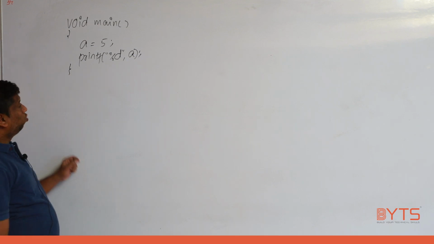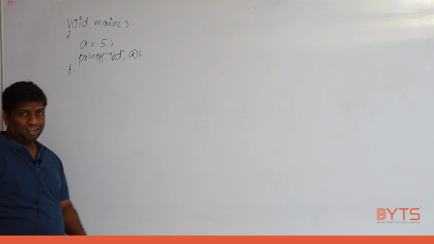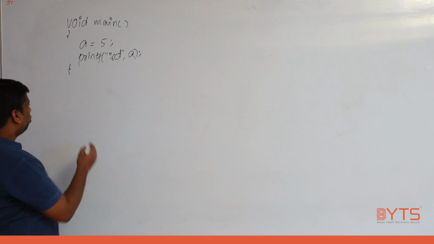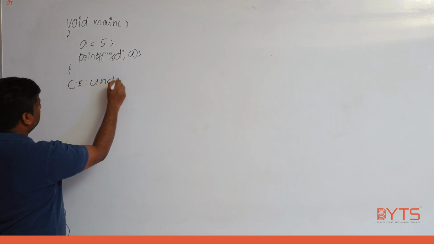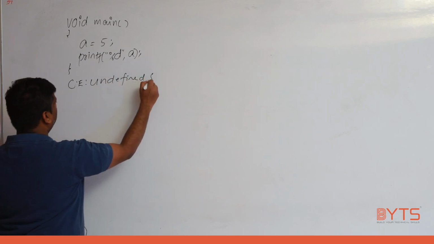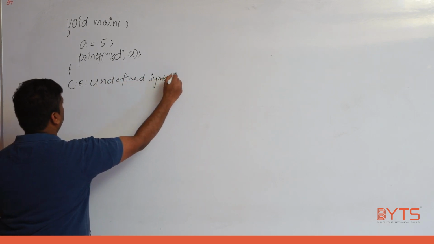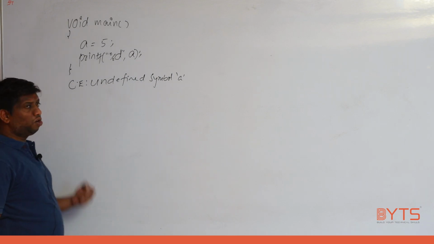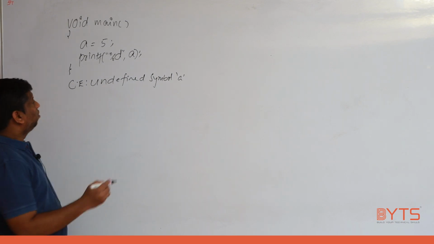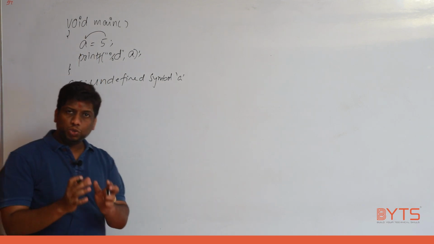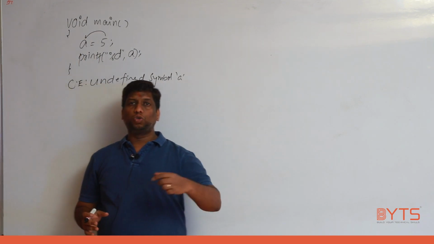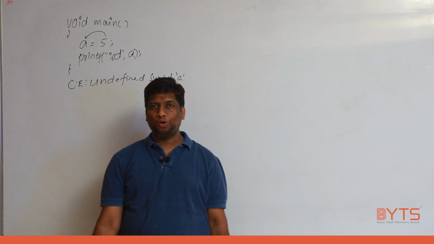Most of the people are thinking the answer is 5, but the answer is not 5. We are going to get an error. The error we are going to get is undefined symbol a, or a is not defined. Now understand, whenever you are assigning 5 to a, you know that a is a variable used to store an integer value, but the compiler doesn't know, correct?